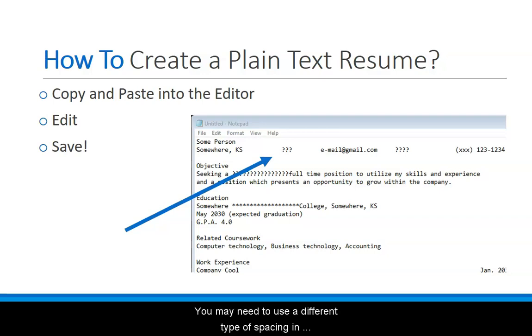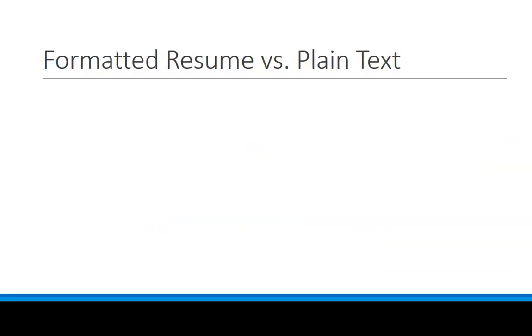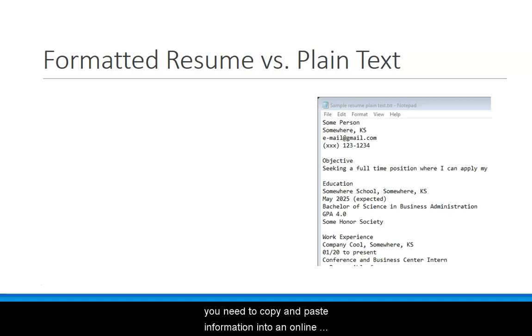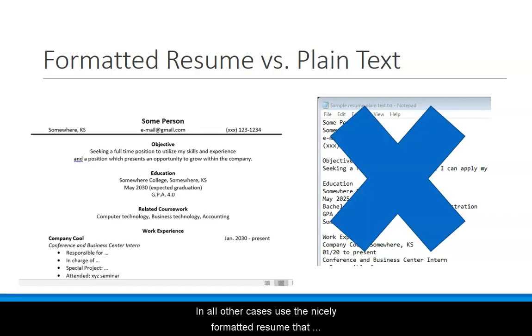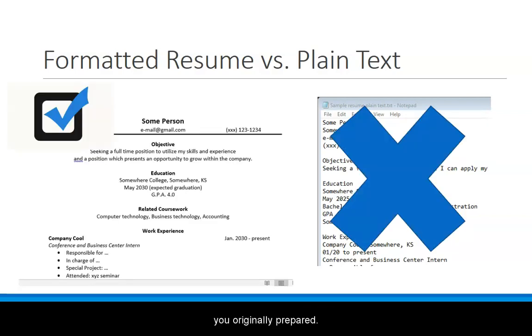You may need to use a different type of spacing and line breaks than you used in the primary version of your resume. Remember to save your file in a location where you can find it. Also remember, you only need the plain text version if you need to copy and paste information into an online form or to an email. In all other cases, use the nicely formatted resume that you originally prepared.